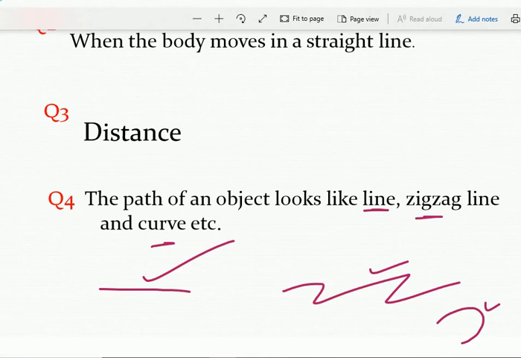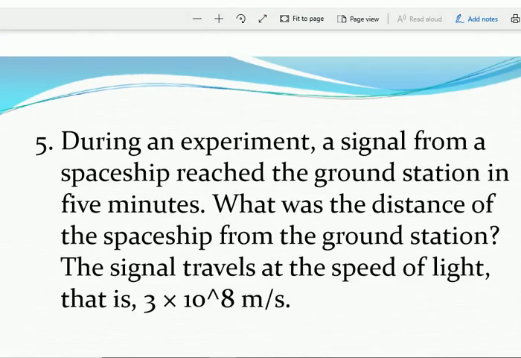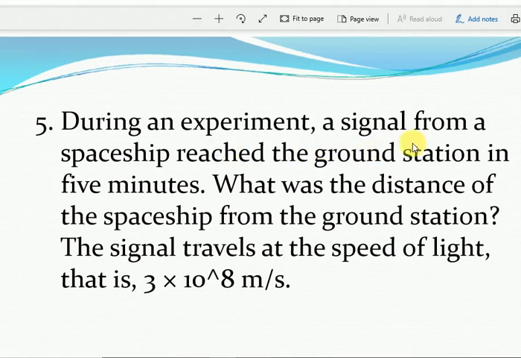So the next question, during an experiment, a signal from a spaceship reached the ground station in 5 minutes. What was the distance of the spaceship from the ground station? The signal travels at the speed of light, that is 3 into 10 to the power 8 meter per second. So this is a numerical question. Here we are going to solve it.